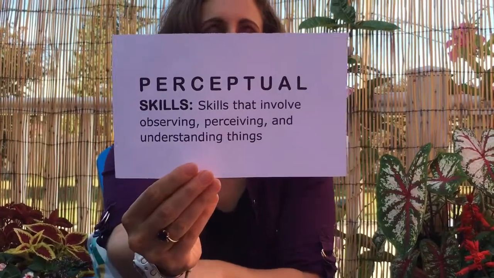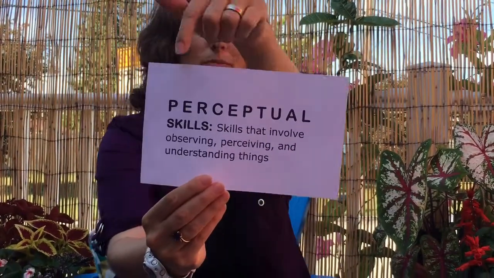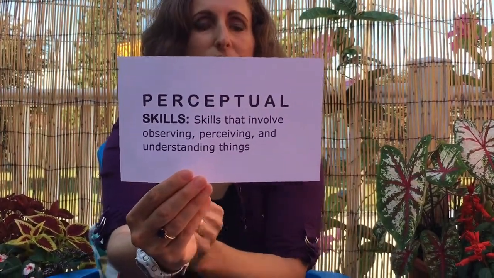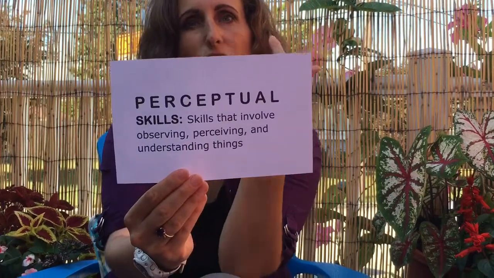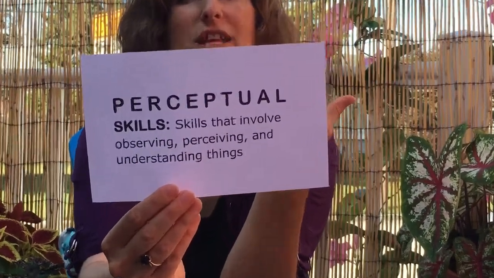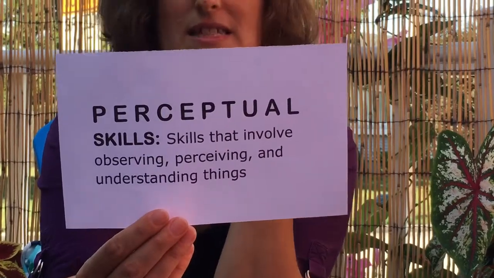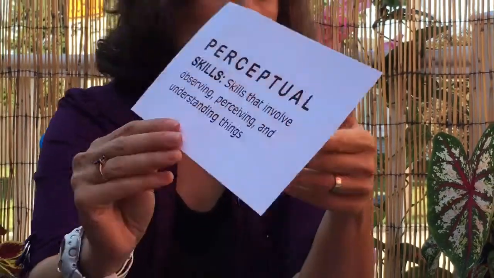All right, I want you to write down this definition and how to spell it. Perceptual skills. They're skills that involve observing, perceiving, and understanding things that we can see. All right, so we're going to learn 5 of these today. And before I start, I just want to show you why seeing things is so important.